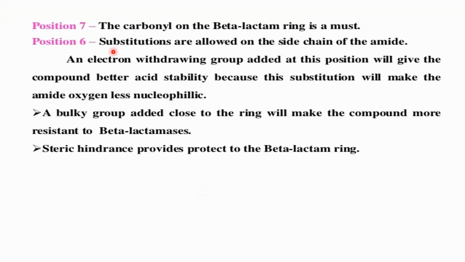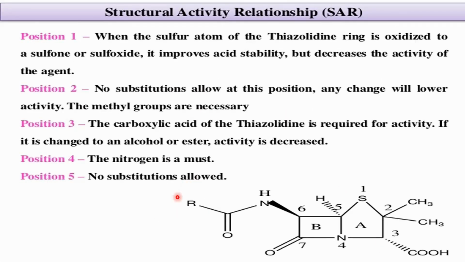For example, an electron withdrawing group, if added at this position, will give the compound better acid stability, because this substitution will make the amide oxygen less nucleophilic in nature. Mostly electron withdrawing groups are halide compounds. So if we introduce any halide compound or any other electron withdrawing group, the activity will get increased.